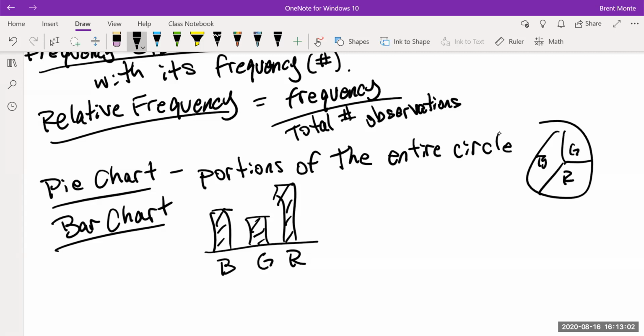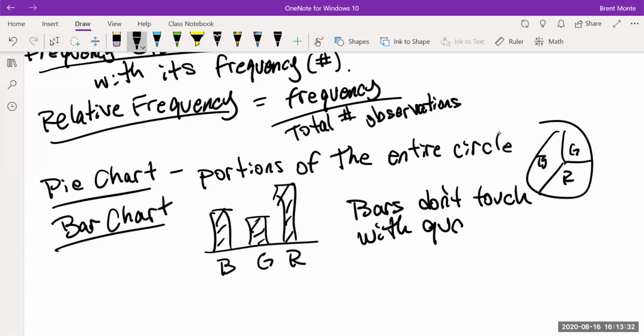One thing about a bar chart, the bars don't touch with qualitative data. That's important because with quantitative data, we're going to see something that looks like a bar chart, but the bars touch. The reason they don't touch here is because the order doesn't matter. I could have done red, then blue, then green. I could have just switched up the order. The main reason they don't touch is because you can put them in any order you want. Sometimes they put them from highest to lowest, but you don't need to. You can put them however you would like.